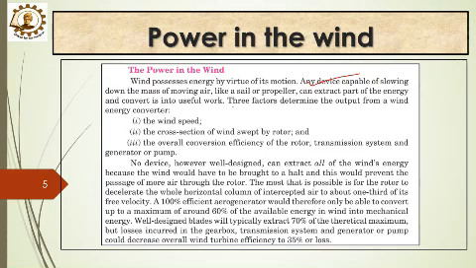So there are three factors that determine the output from the wind energy converter. One is the wind speed, one is the cross section area of the wind swept by the rotor, and another is the conversion efficiency of the rotor, transmission system, and the generator. No device, however well designed, can extract all of the wind's energy because the wind would be brought to a halt if the entire energy was extracted, preventing the passage of more air.